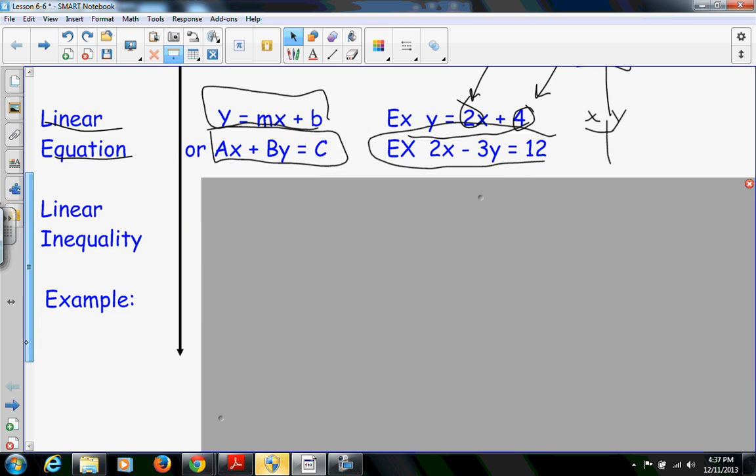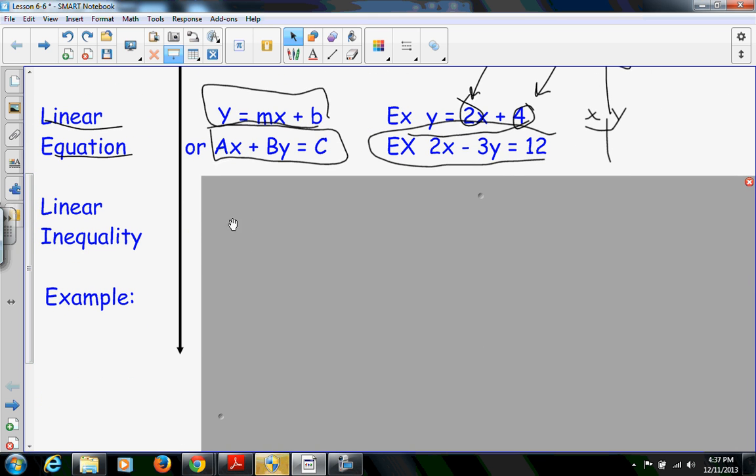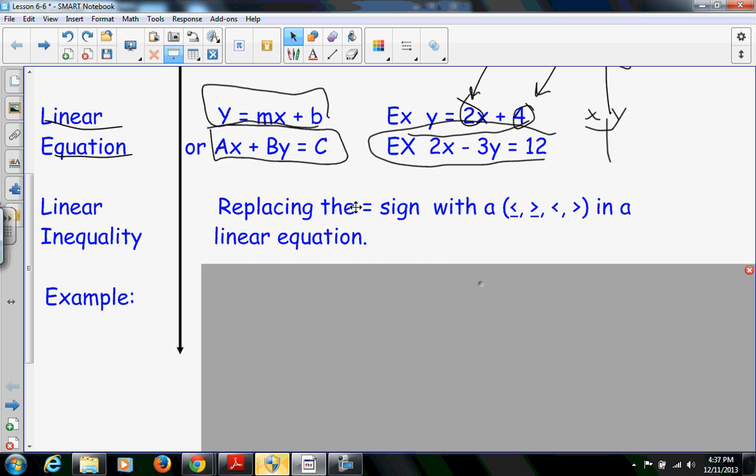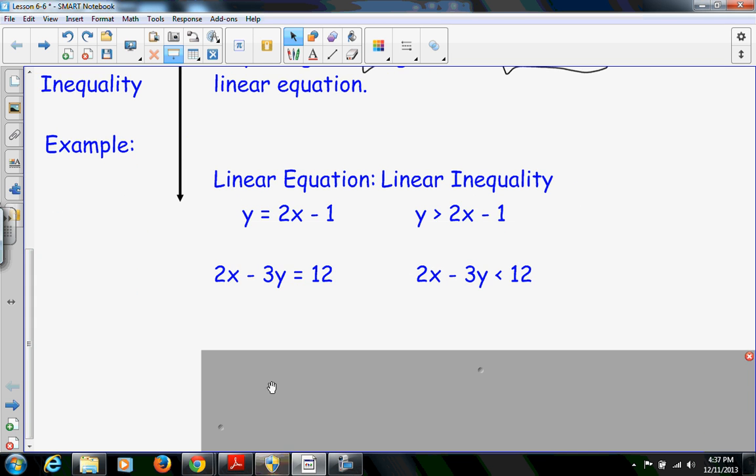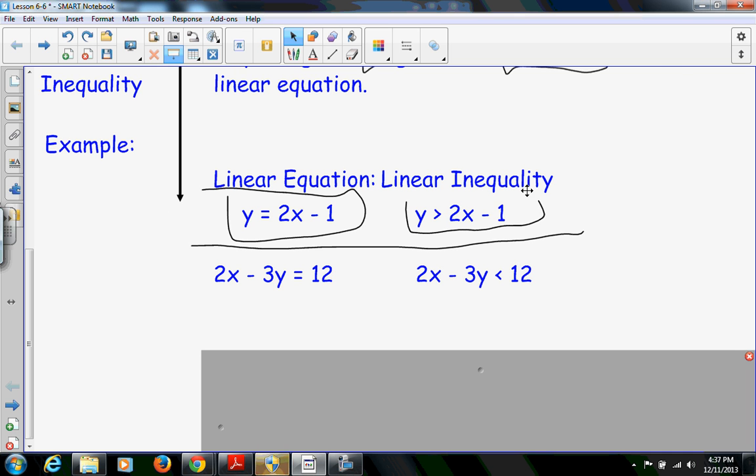What we're going to do today is, instead of having equations, we are going to have inequalities. Basically, all we're doing is replacing the equal sign with one of these inequality symbols. That's it, okay? So, for example, if I want to compare linear inequalities to linear equations, this is the slope-intercept form of a linear inequality. If we want to talk about standard form, this is the standard form of a linear inequality. So those are what the two look like.